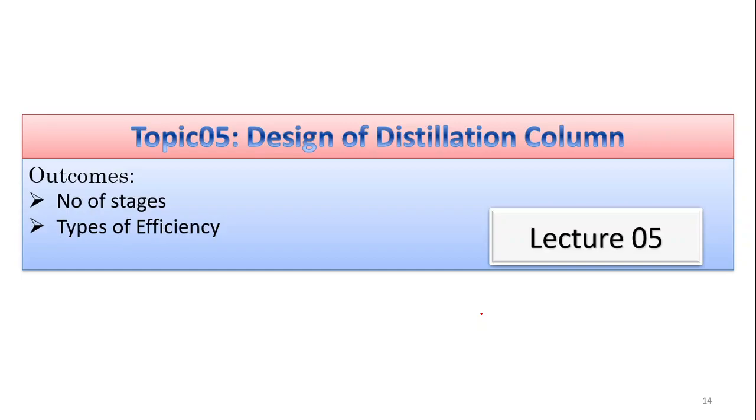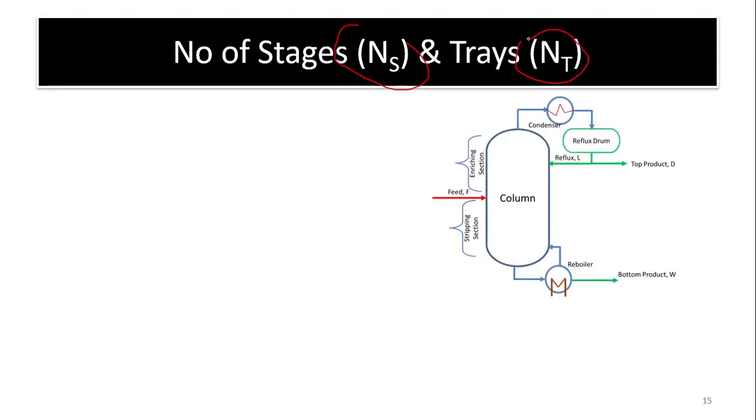So today we are going to discuss a very important topic related to the design of a distillation column. The first is the concept of number of stages, and the second is the concept of efficiency in the distillation column. So now let us look at the first one, that is the number of stages, NS, or the number of trays, that is NT. What is the meaning of these two, and what is the relation between the number of stages and number of trays? That is what we need to understand in this lecture.